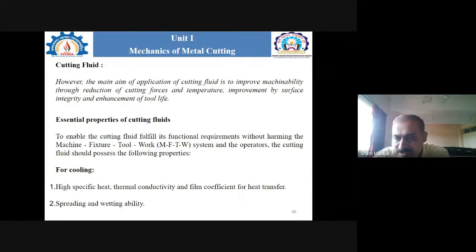Okay, so when we are considering the essential properties of the cutting fluid, taking into consideration the different points, we will let you know what kind of properties we are looking for. Okay, so please wait one minute.